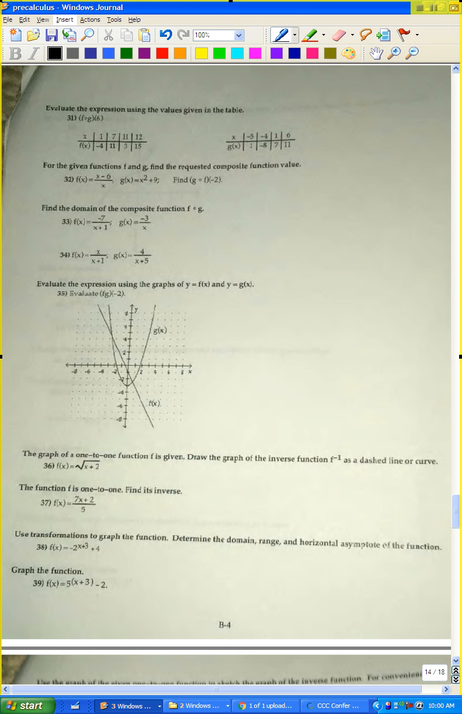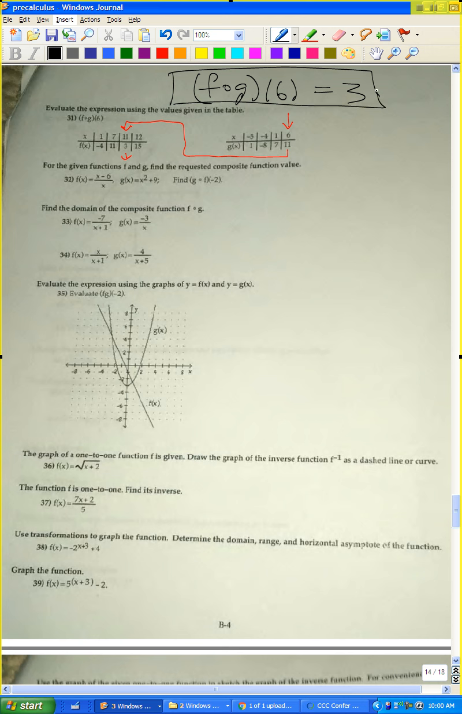Okay, so I want to evaluate the expression using the given values in the given table. So f composed with g at 6. First, I'm going to plug in 6 to g. I get an output of 11. I use that as the input for f. The output is 3. And so f composed with g at 6 is 3. And I'm done.